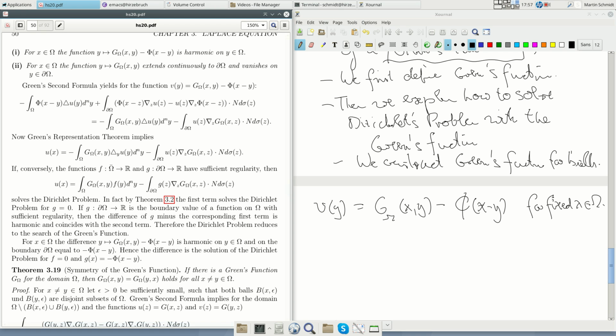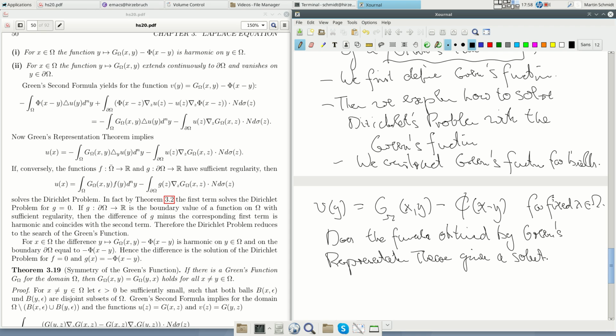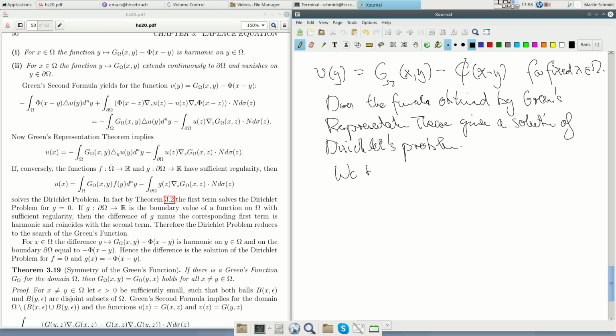Now it's very natural to ask: does the formula obtained by Green's representation theorem give a solution of Dirichlet's problem? What we know is that this is the only possible solution.